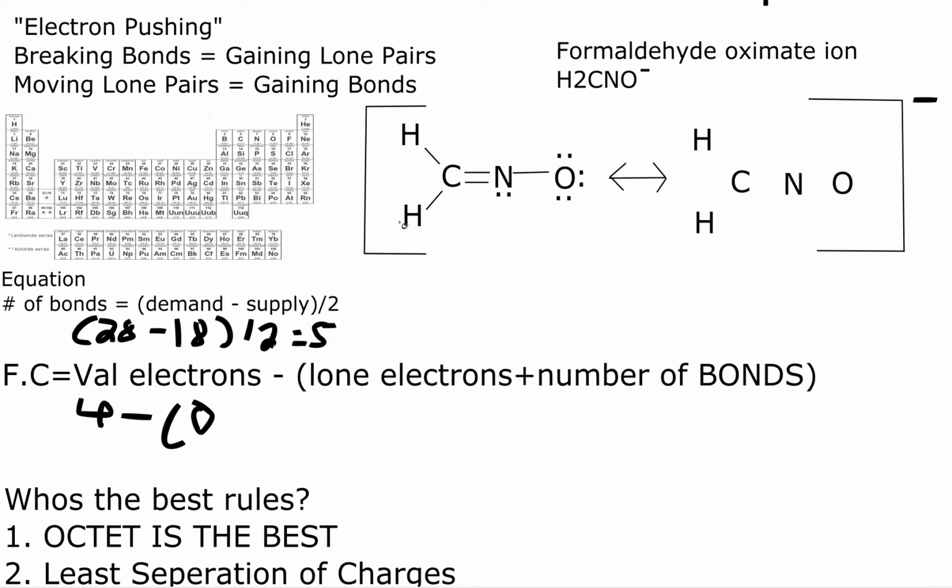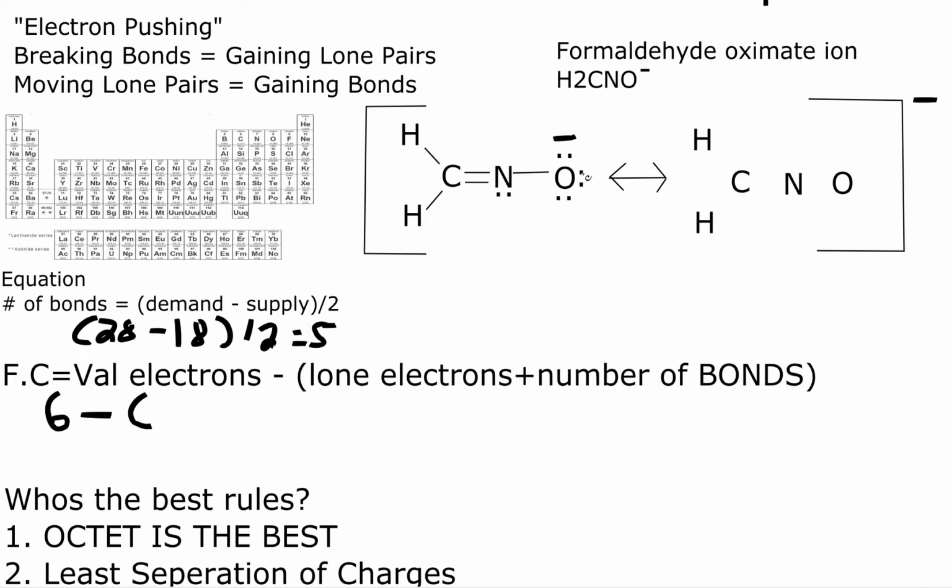Let's look at the nitrogen. Nitrogen is found in group 15, has 5 valence, minus our lone electrons, which is 1, 2, plus the number of bonds, which is 1, 2, 3, 3 bonds. 5 minus 5 is 0, so that also has no charge. So we could automatically put the negative charge on oxygen because we already did all these and our molecule has to be negative. So we know oxygen has a negative charge, but let's do the formal charge just to show it. Oxygen is in group 16, has 6 valence. How many lone electrons does it have?